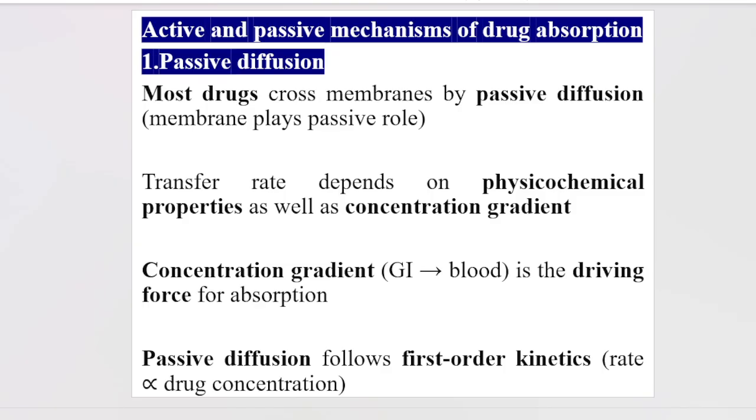So moving to the two processes that are basically involved. The first one is called passive absorption or passive diffusion, and most drugs are basically absorbed from the GIT, especially from the small intestine, by passive diffusion. In passive diffusion, the drug moves from higher concentration to lower concentration. That is, when the drug is inside our GIT it is at a higher concentration because we have taken the drug, and inside the blood there is no drug. I mean in the portal blood there is no drug.